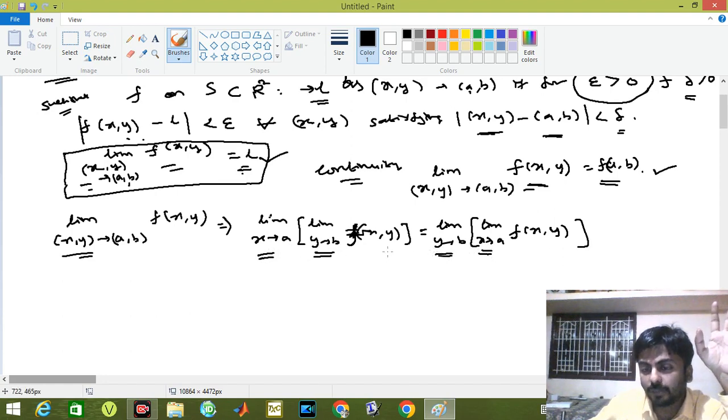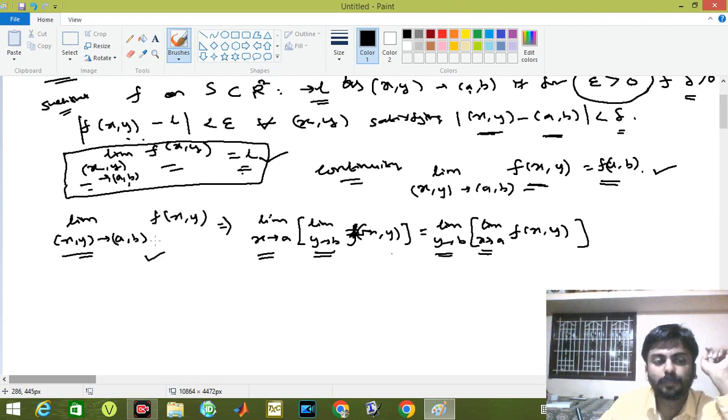If the repeated limits exist, then the double limit will exist. If the repeated limit does not exist, the double limit will not exist. What I am telling now is all important from an exam point of view, so keep this in mind. For this case we are going to see one very important example, and after that we shall go into the problems of limits and continuity.